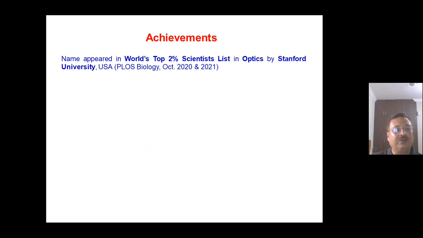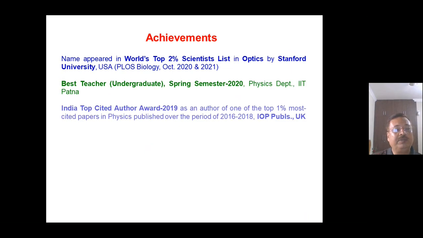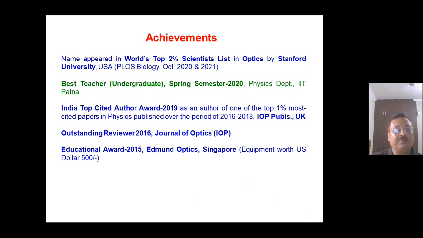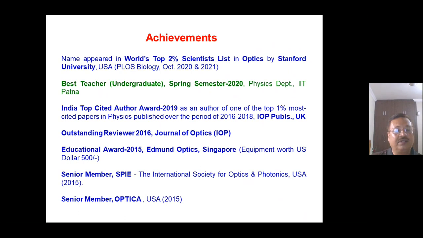The list is published by Stanford University. I received the Teacher Award for undergraduate teaching in September 2020. One of my papers has been highly cited, and that is why IOP Publishing gave me the India Top Cited Author Award. I also received the Outstanding Reviewer award in 2016 from the Journal of Optics, and an Educational Award from Edmund Optics Singapore. They gave us $500 worth of equipment, which we could not avail. I have been conferred senior member of SPIE and senior member of Optica.